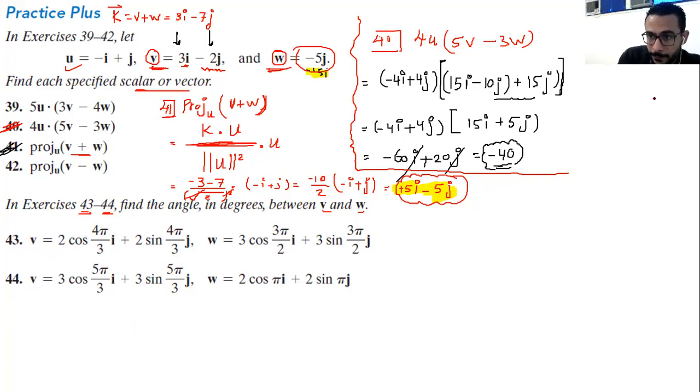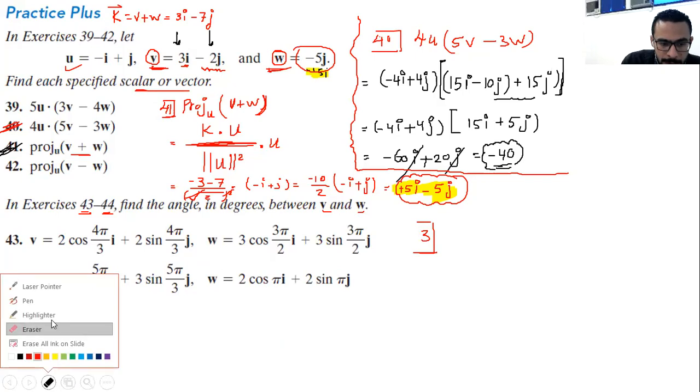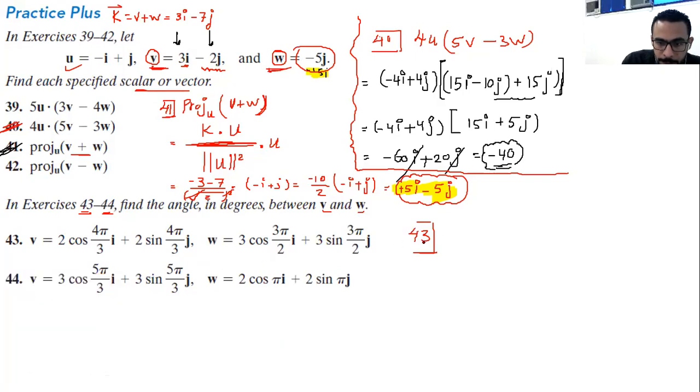Problem 43: find the angle between the two vectors V and W. It's given in one form, so we use the equation cosine theta equals the dot product of V and W over the product of their magnitudes.